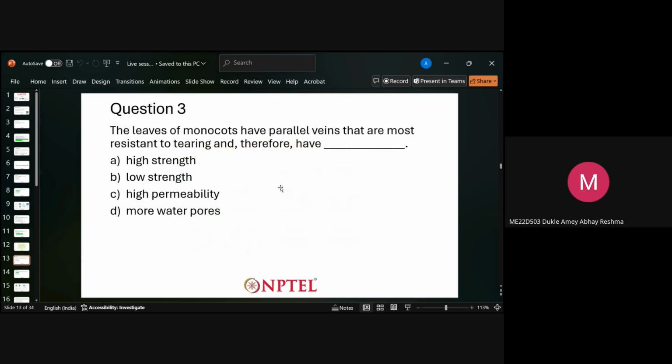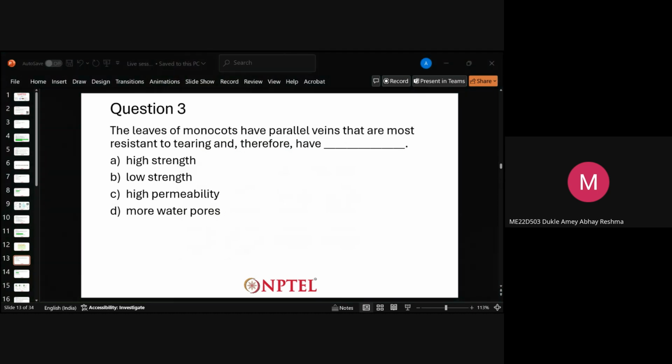Okay. So moving to the next question, the leaves of monocots have parallel veins that are most resistant to tearing and therefore have high strength, low strength, high permeability, or more water pores. So this is basically a very easy guess. So please at least guess in this question.